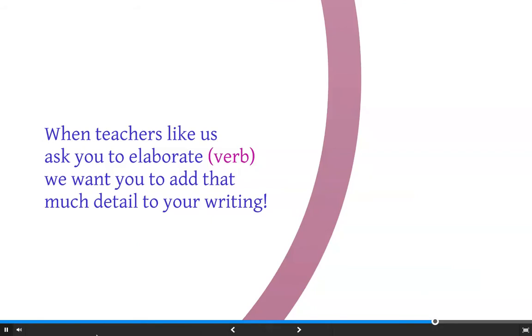There is a connection between elaborate, the adjective, and elaborate, the verb. When teachers like us ask you to elaborate, the verb, we want you to add that much detail to your writing, just like that elaborate necklace we saw in the picture.